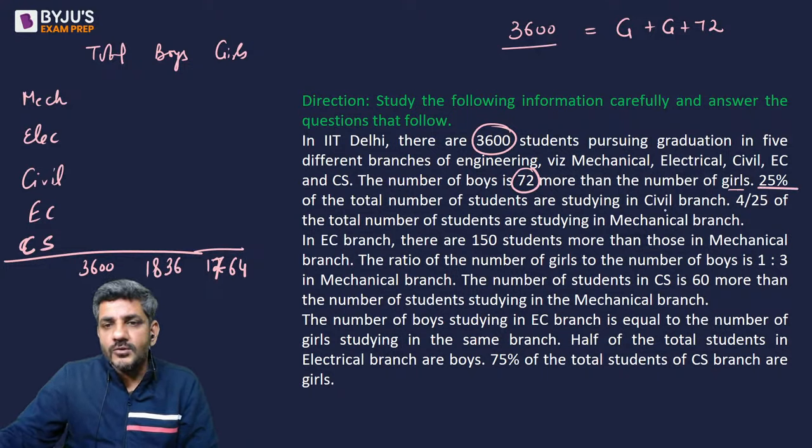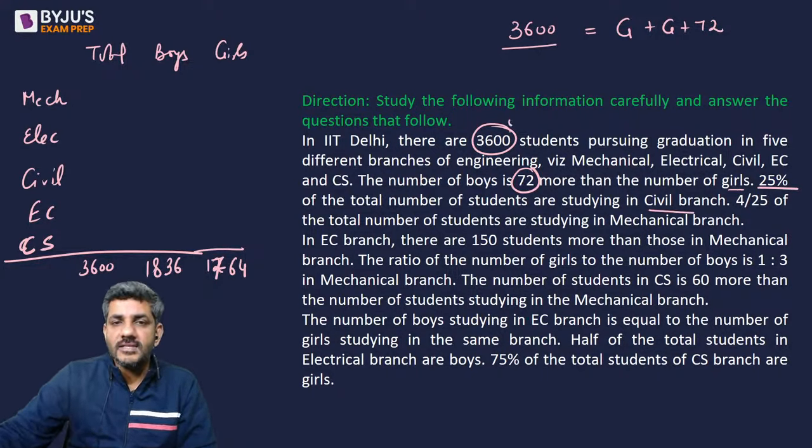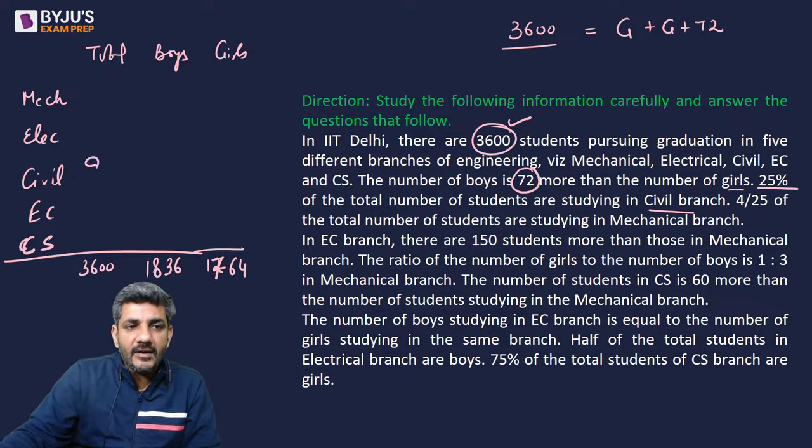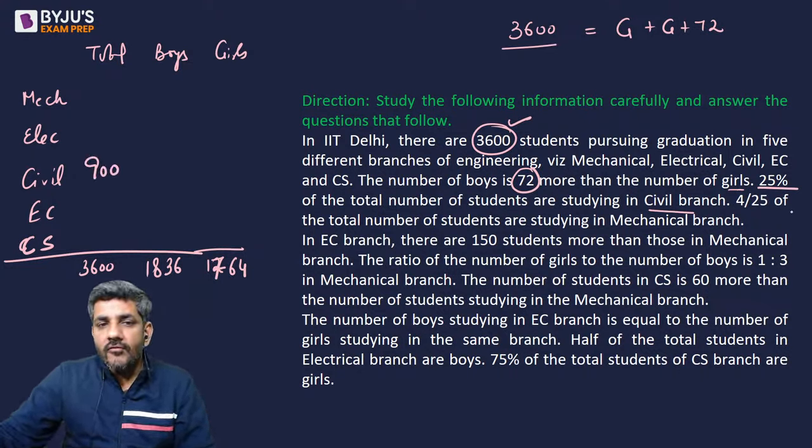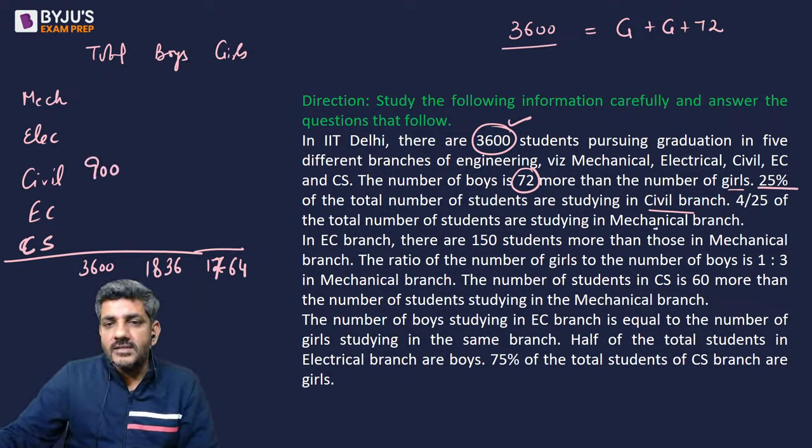25% of the total number of students are studying in civil branch. Total is 3600, 25% of it is 900, are studying in civil branch. 4 by 25 of the total number of students are studying in mechanical branch.